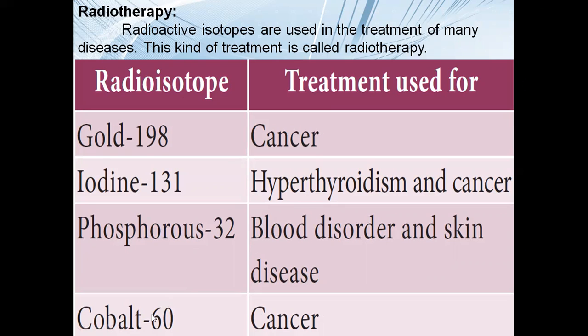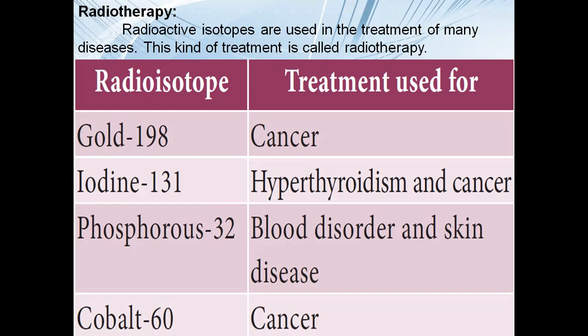So already the cobalt 60 is used in the cancer treatment. Okay. Iodine 131. This radioisotope is used in hyperthyroidism and cancer. Okay. So iodine 131 is also used in the treatment for cancer and hyperthyroidism. Okay. The next one is phosphorus 32. Blood disorder and skin disease. Okay. So any of these skin diseases, phosphorus 32 is used.